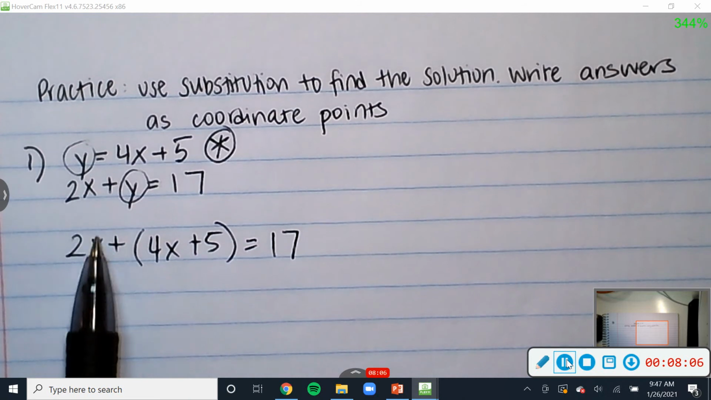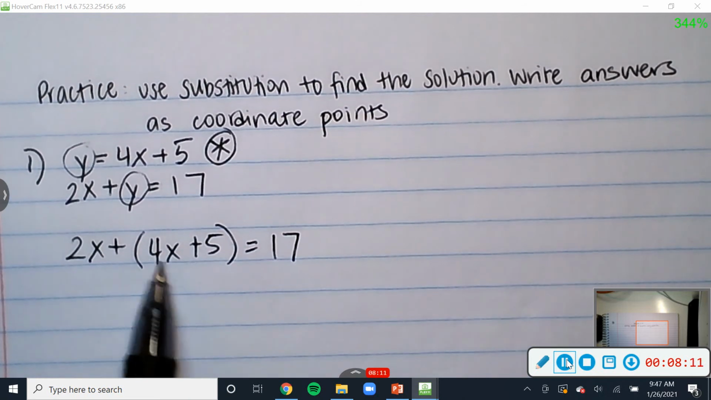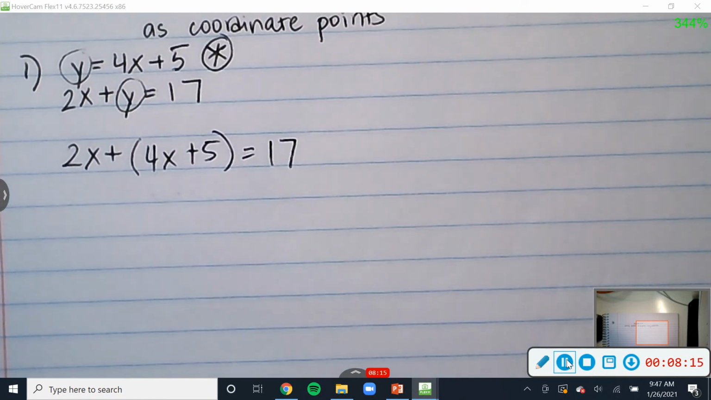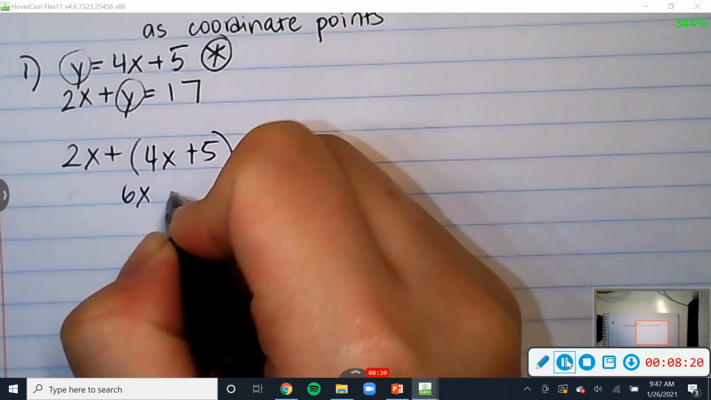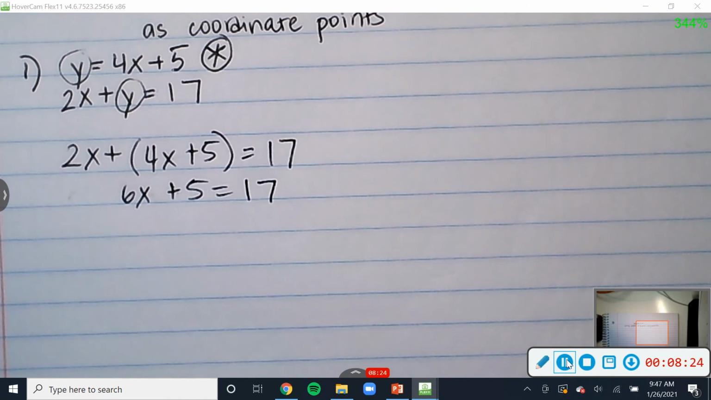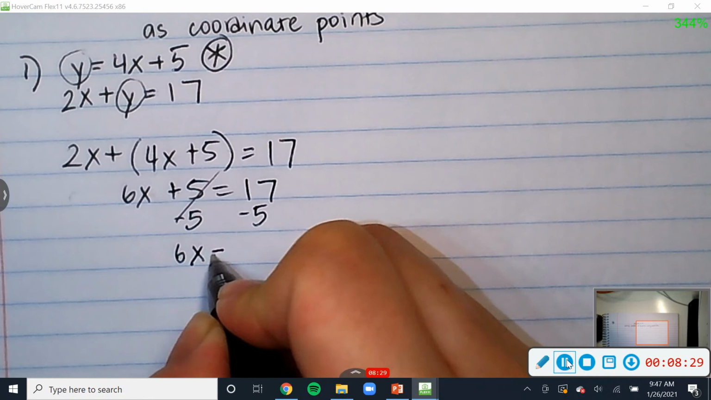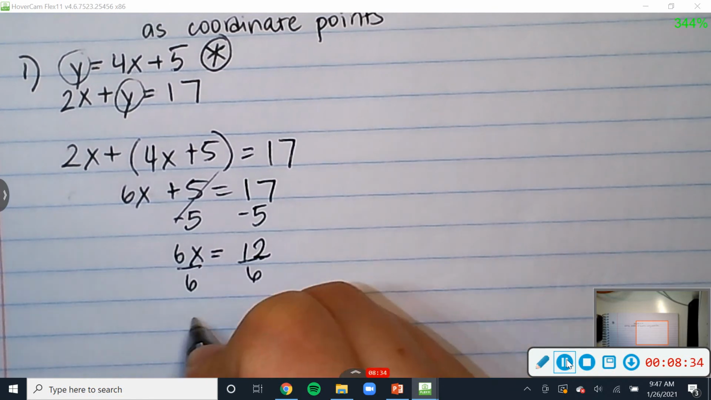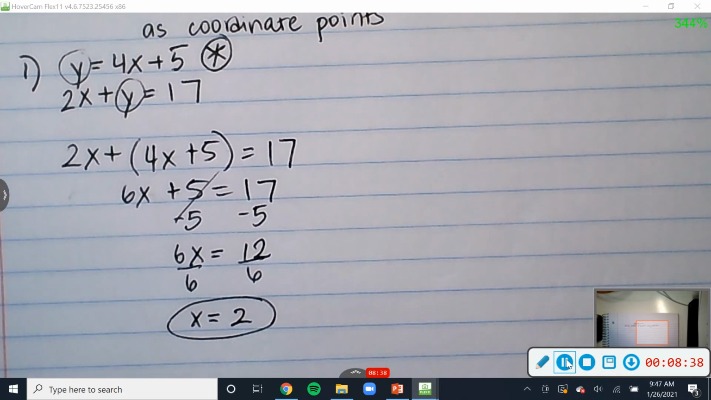Notice how all of these parts of the equation, the 2x, the 17, those don't change. The only thing we're doing is just plugging in a new part of the equation. Now I can just solve for x. So I'm going to add my like terms. 2x plus 4x equals 6x equals 17. And then I'm going to solve by subtracting 5 on both sides. Now I have 6x equals 12, and then I'm going to divide by 6 on both sides. So I'm part of the way there. I know what x is.